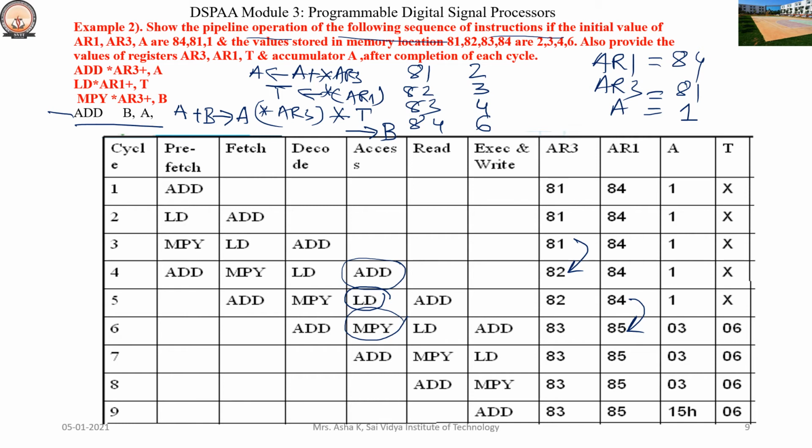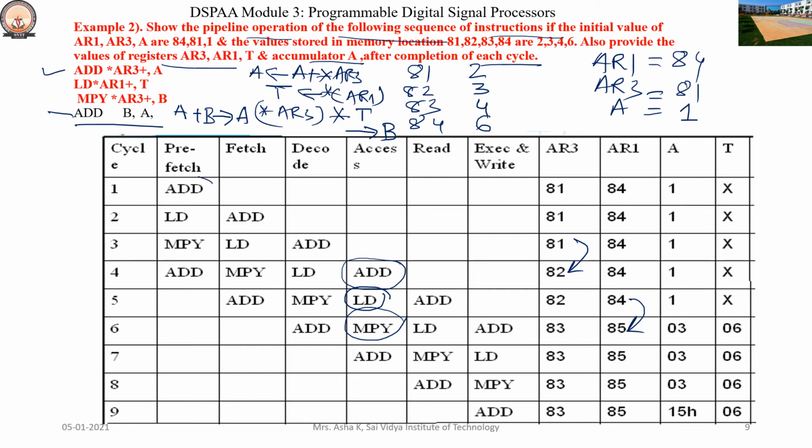First step, consider we have ADD star AR3 plus, comma A. If you observe here, the add instruction undergoes all 6 phases: prefetch, fetch, decode, access, read and execute and write phase. The question also asks us to provide the values of the registers AR3, AR1, temporary register and accumulator A after completion of each cycle.